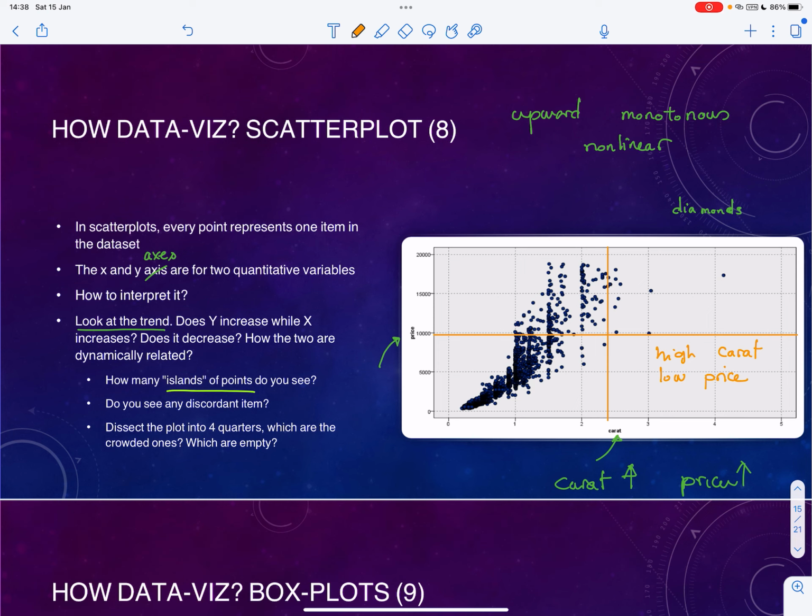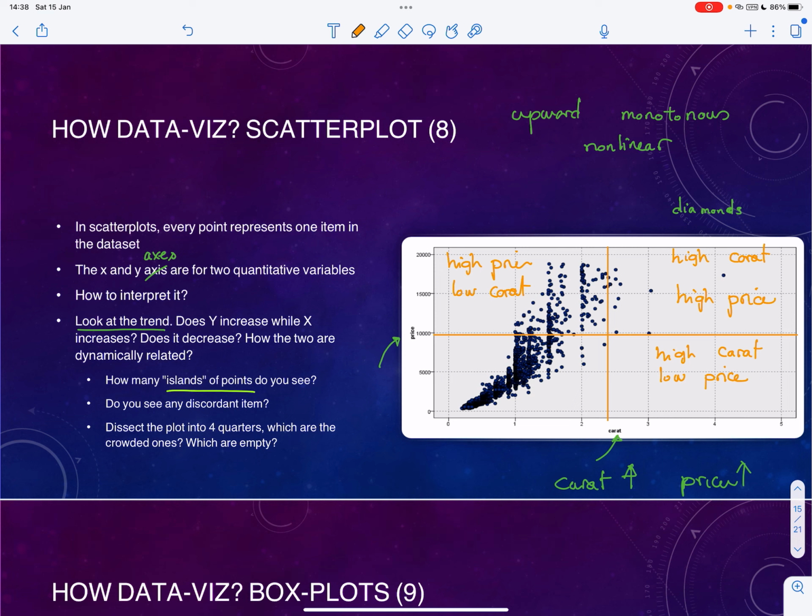What about the top one? It is high carat, high price. And you can see we have a few diamonds, high carat, high price. These are exceptional. What about this one? This is high price, low carat, and relatively low.